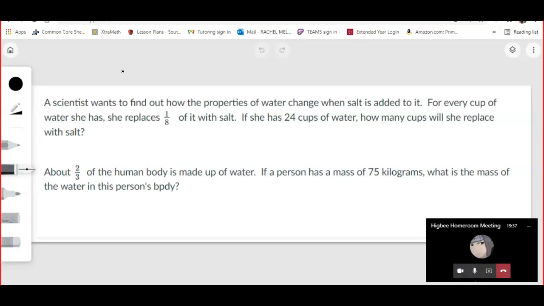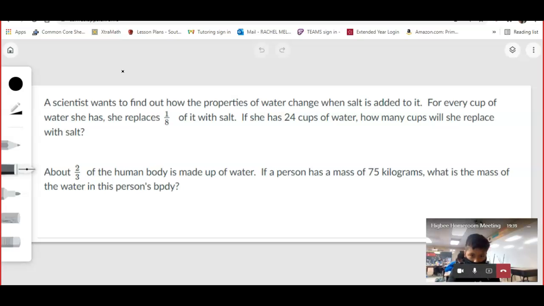First, you're gonna make the 24 into a fraction. Oh, okay. So 24 into a fraction. How do I do that? You put the 1. Okay, then what? Then you multiply it with 1/8. Okay.